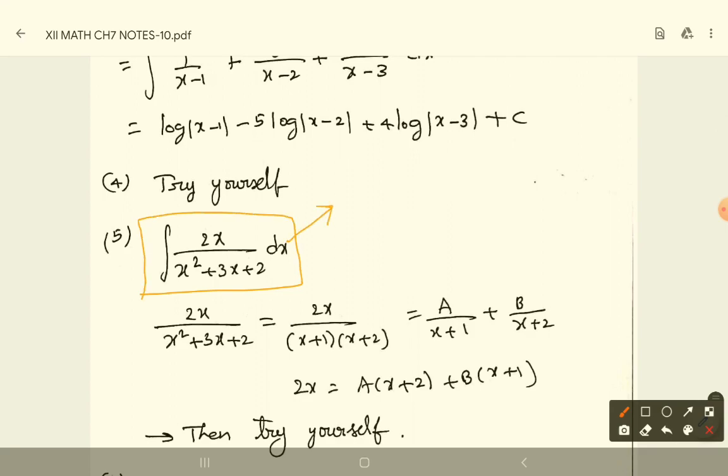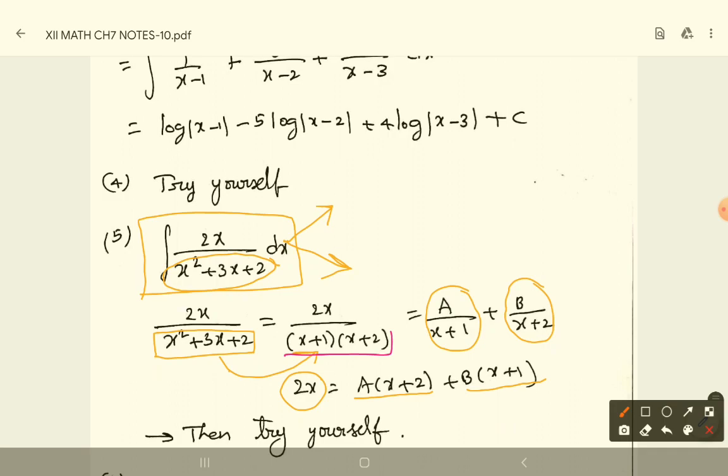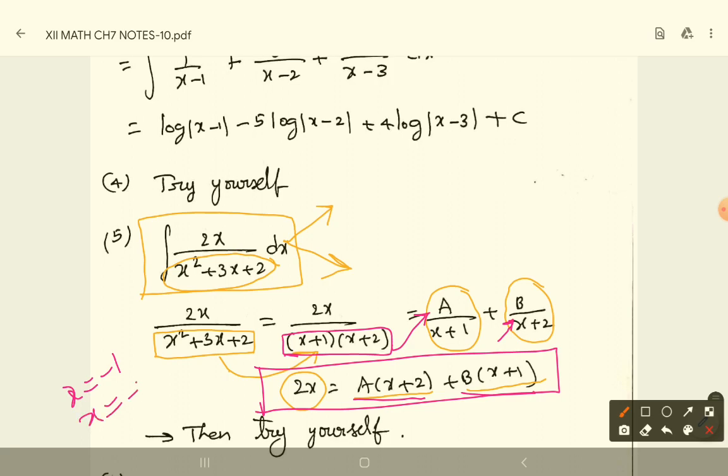It can be done in two ways: by using special integrals, or by using partial fractions, because the denominator x square plus 3x plus 2 can be expressed, by middle term splitting, as a product of two linear factors. After that I can take it as A by x plus 1 plus B by x plus 2. Then immediately 2x will be A into x plus 2 plus B into x plus 1. I take the denominator to the right side and multiply to each and every factor, so that I get this expression. In this expression I substitute the values of x as minus 1 and minus 2. If I take minus 1 I get capital A, if I take minus 2 I get capital B.